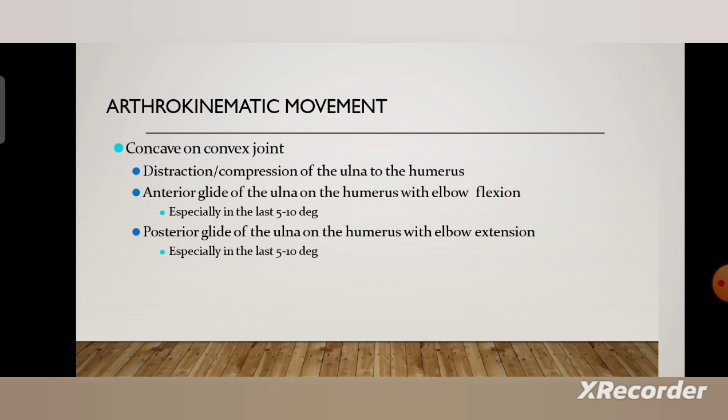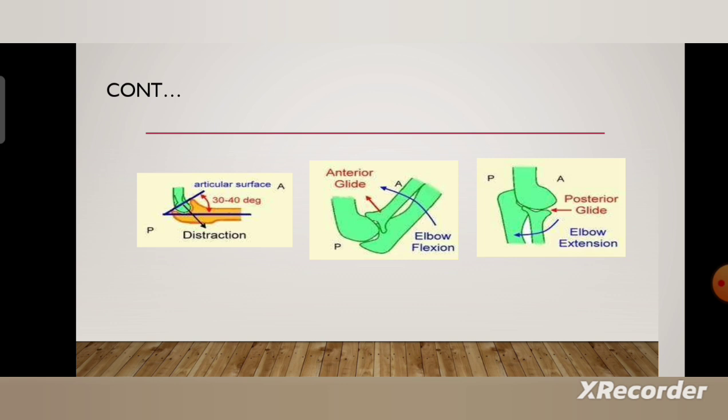Next are the arthrokinematic movements. First is the concave on convex joint. It occurs during distraction or compression of the ulna to the humerus. There is anterior glide of the ulna on the humerus with elbow flexion, and posterior glide of the ulna on the humerus with elbow extension. This figure represents elbow flexion, that is the anterior glide of the ulna on the humerus, and the posterior glide during elbow extension.